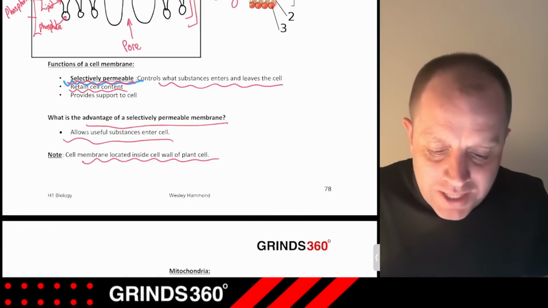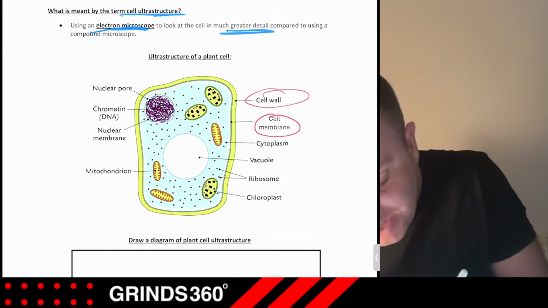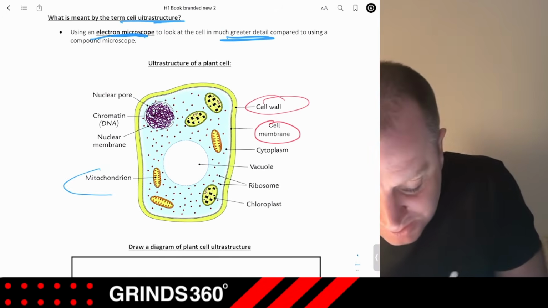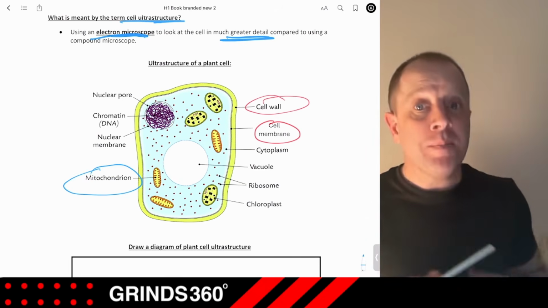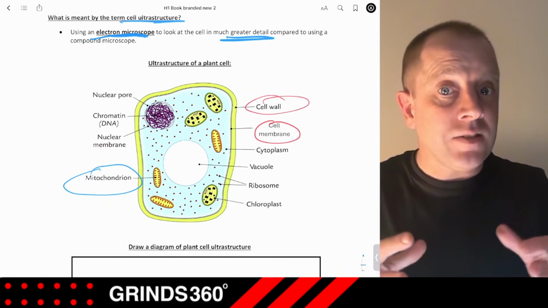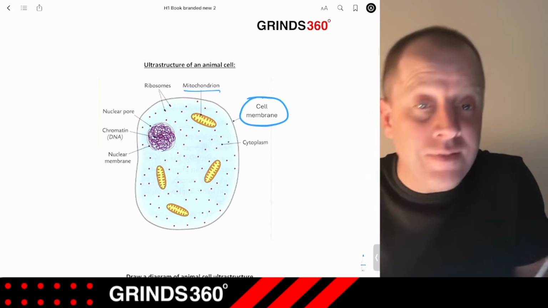Now, let's go back here. We're now going to look at the next organelle. The next organelle we're going to look at is the mitochondria. Now, people always forget this. Plant cells have mitochondria, or mitochondrion for one. Plant cells carry out respiration, just like animal cells. People forget that. So they have mitochondria. Animal cells also have mitochondria.